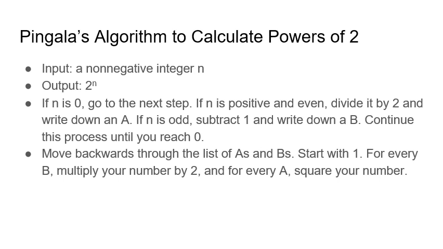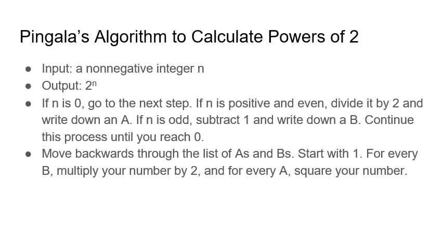So in the first step, a few things can happen. If our input n is 0, we go ahead and skip right to the second step. That's our stop condition, basically. Otherwise, if n is positive and even, we divide it by 2, and then we're going to write down an a to save some information for later. If n is odd, we're going to subtract 1 and write down a b. And then we'll continue that process until we reach 0.